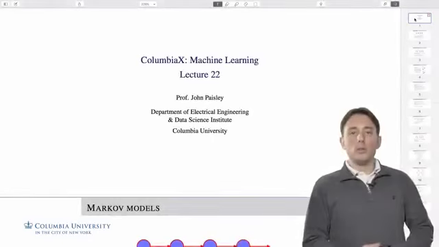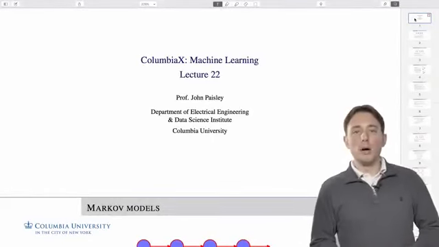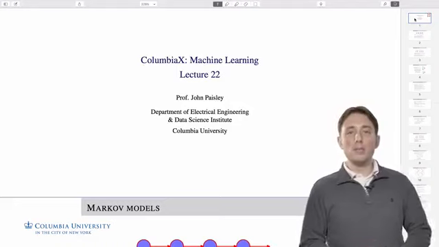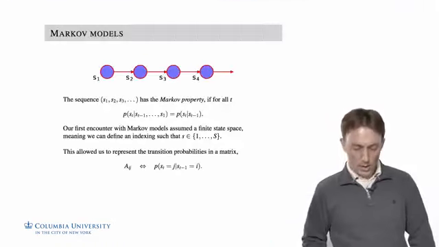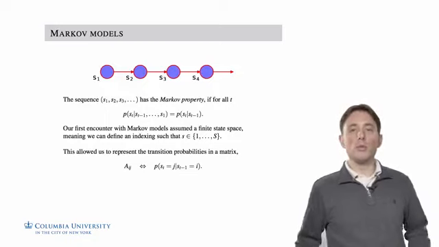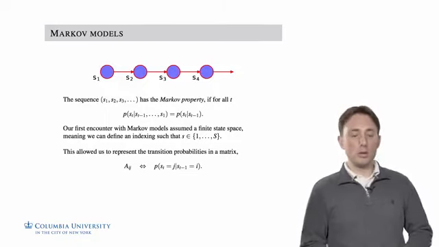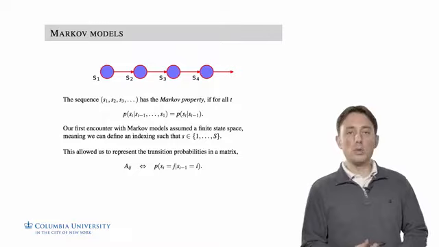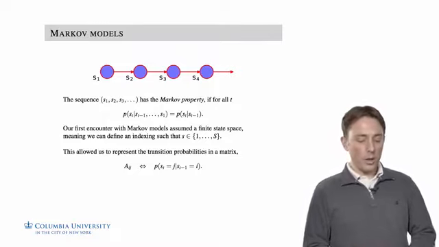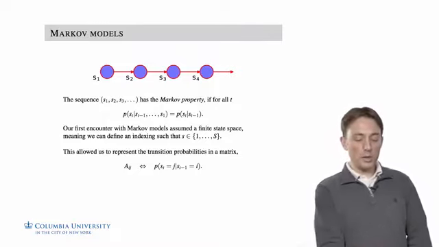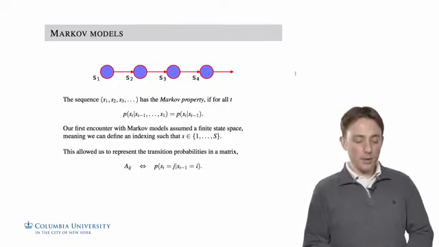In this lecture, we're going to talk about another type of sequential model where the state space is now going to be continuous. So before we discuss this, let's go back and review the previous two sequential models we discussed. The first was a Markov model where we had a sequence S1 through S4 or S1 through ST.